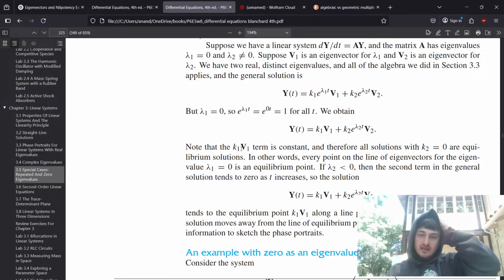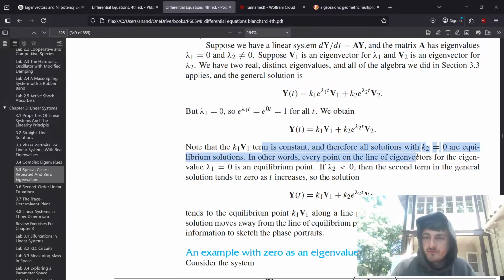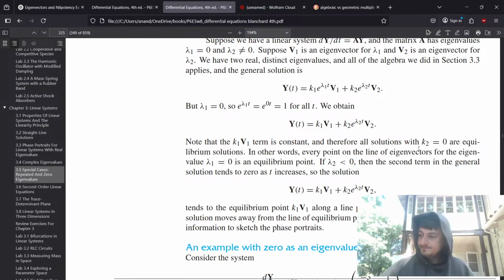Okay, so note that the k1 v1 term is constant, and therefore all solutions with k2 equal to 0 are equilibrium solutions. Note if k2 is equal to 0, then y of t is constant. Thus, equilibrium.